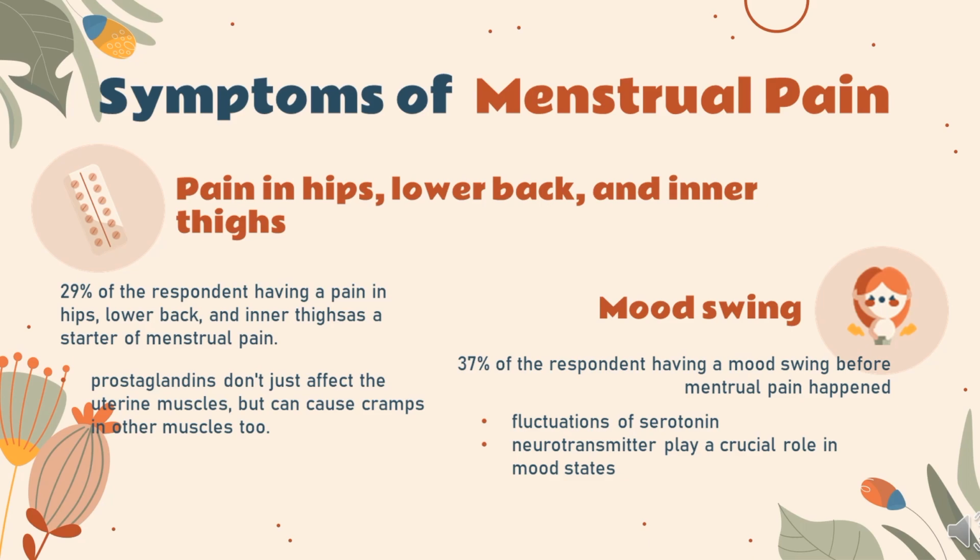The fourth one is mood swing. According to the survey, 37% of respondents have mood swings before menstrual pain happens. It is because of fluctuations of serotonin, a brain chemical called a neurotransmitter that is thought to play a crucial role in mood states, which could trigger premenstrual syndrome symptoms.